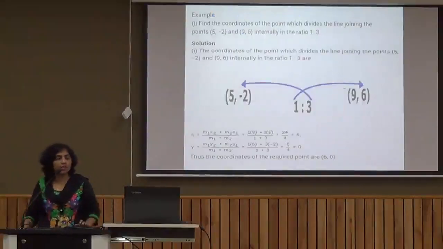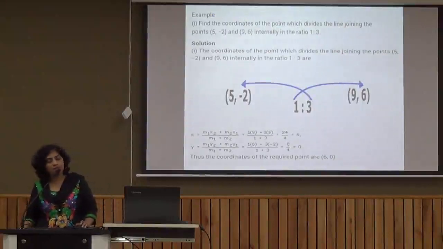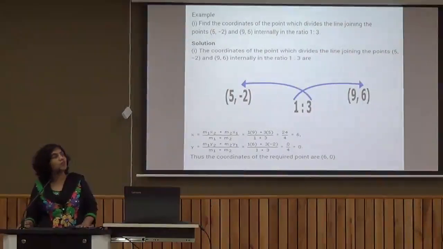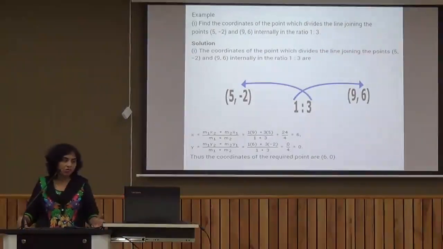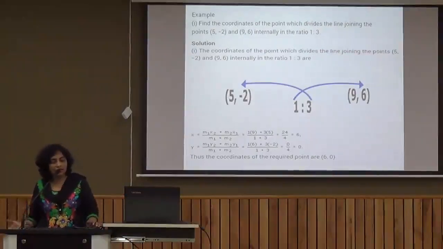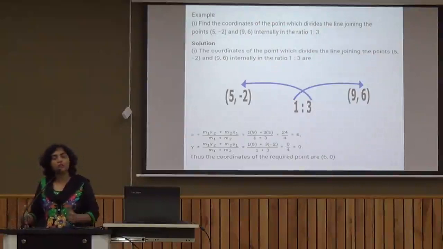Let's move on to an example of the section formula. We have to find the coordinates of the point which divides the line segment joining the points 6, minus 2 and 9, 6 internally in the ratio 1 is to 3. So we write 6, minus 2 on the left hand side, 9, 6 on the right hand side and in between 1 is to 3 so that we can cross multiply.